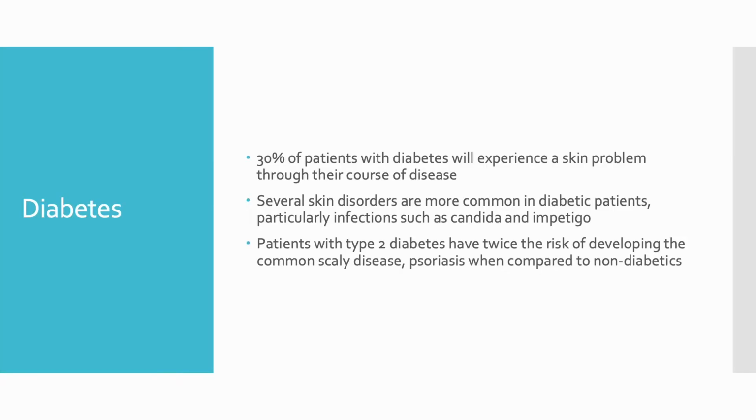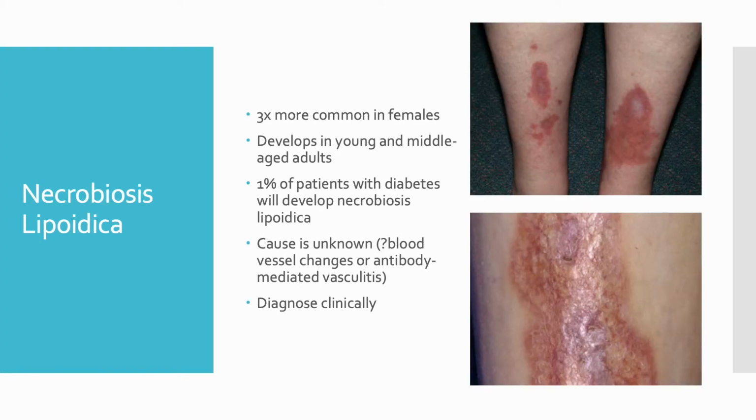30% of diabetic patients will experience skin problems during the course of their disease. Several of these are common conditions which occur in normal individuals but are more common in those with diabetes, particularly candidal infections, particularly in the intertriginous areas and on the genitals, and impetigo. There are some conditions which are almost unique and specific to diabetics.